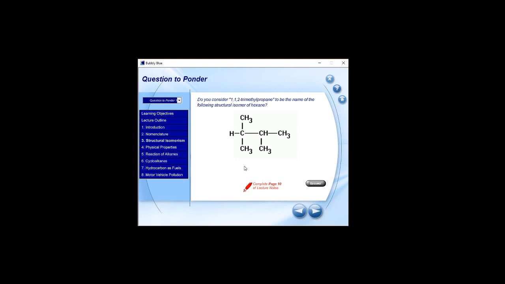Now, take a step back and think of this question. Do you consider 1,1,2-trimethylpropane to be the name of the following structural isomer of hexane?